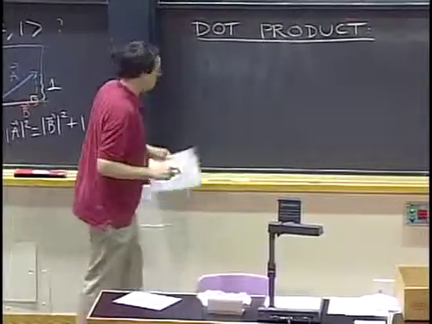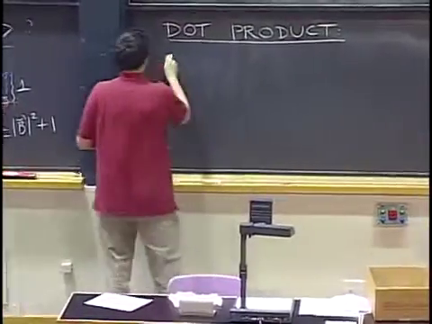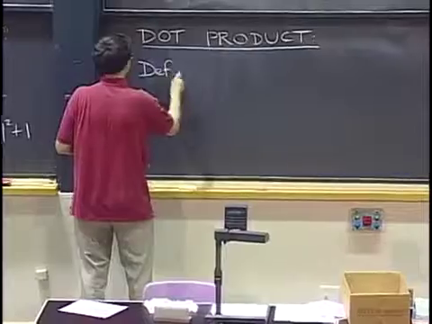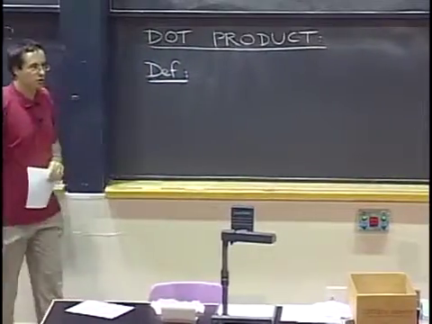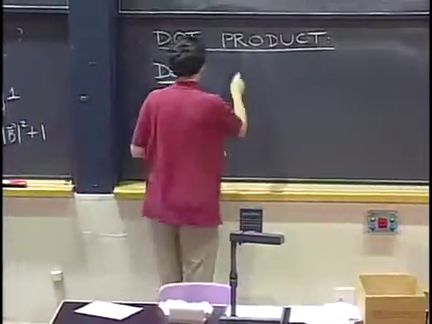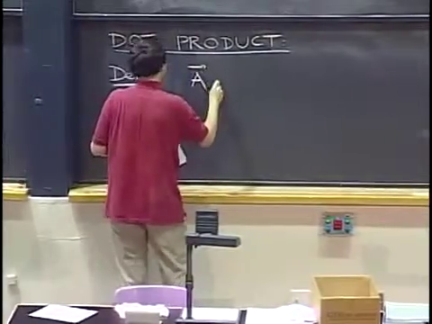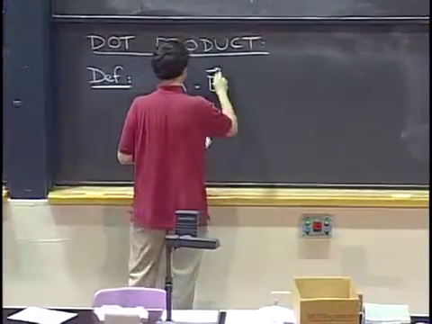So what is dot product? Well, dot product is a way of multiplying two vectors to get a number, a scalar. And, well, let me start by giving you a definition in terms of components.